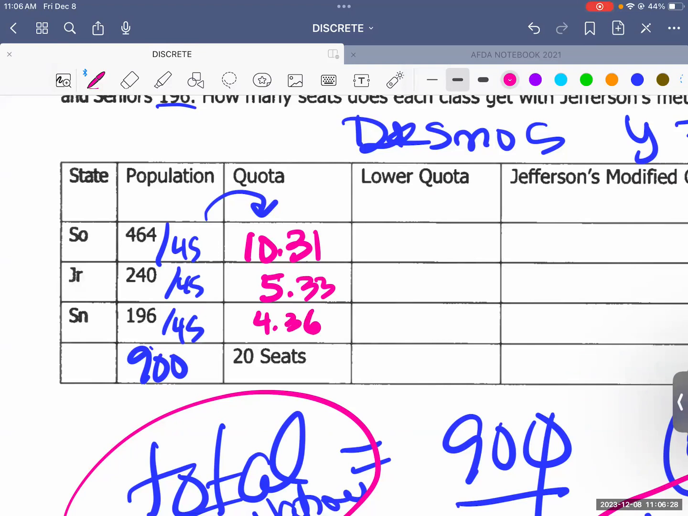And that's right on your Desmos. You see it on your Desmos? Okay. So now I'm going to round everything down. Find the lower quota. I'm rounding everything down, right? Now I can in my head add that, right? What's that equal to? 19.